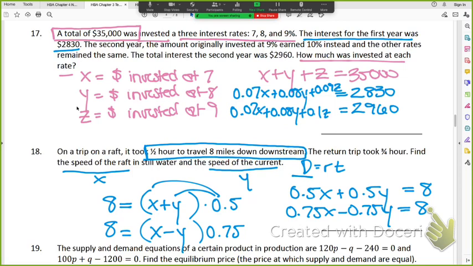For Form A, let me look. If I do RREF: 0.5, 0.5, 8, 0.75, negative 0.75, 8. Is 16 miles per hour correct? I get 13.3 repeating for x and 2.6 repeating for y.